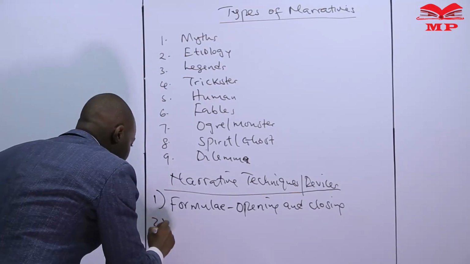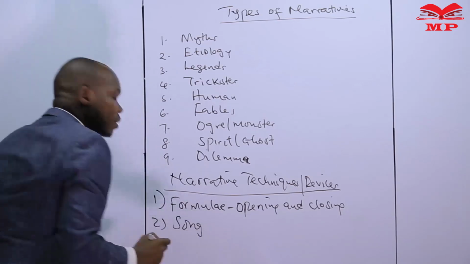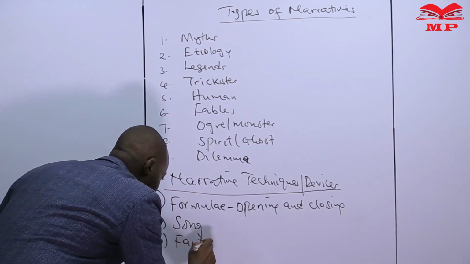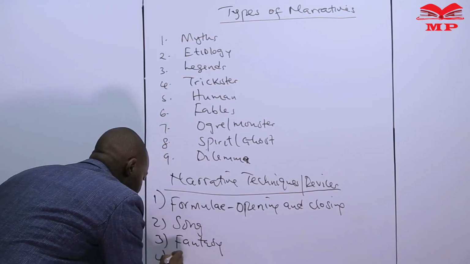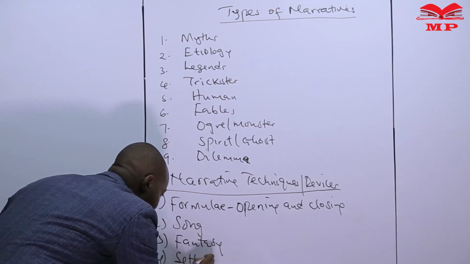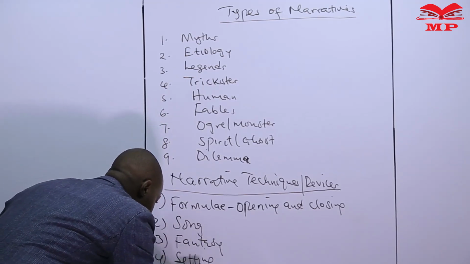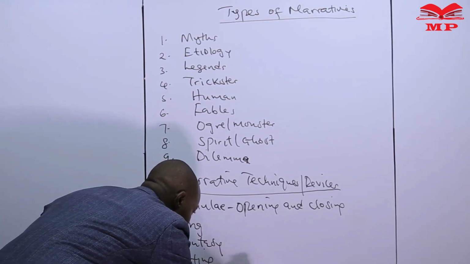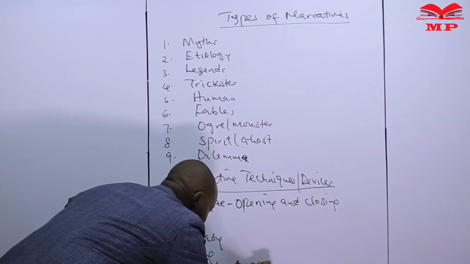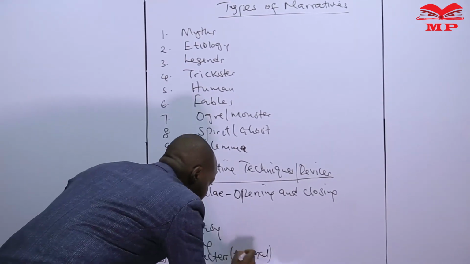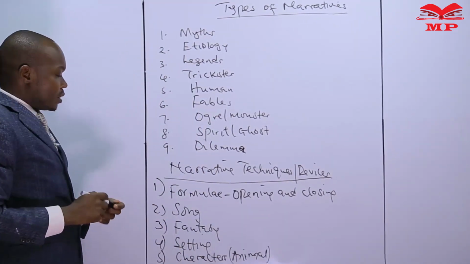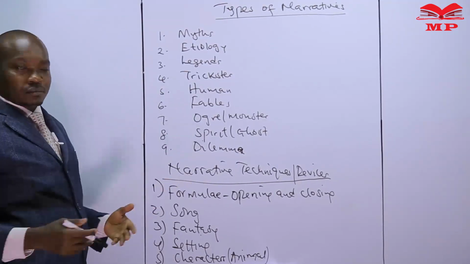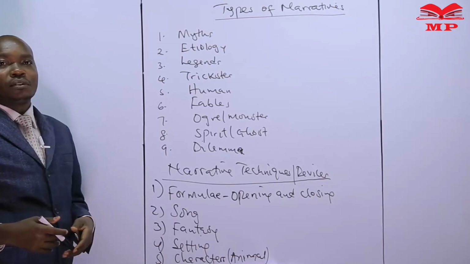We also talked about the use of the song. We have talked about fantasy. We have talked about setting. And lastly, characters, animal characters. So students, these are the major narrative techniques. We have many more which I explained in the previous lesson.